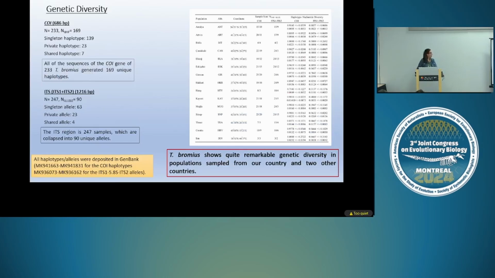You can see the genetic diversity. Sequences of the cytochrome oxidase gene: 233 individuals generated 169 haplotypes. ITS: 247 samples collapsed into 990 alleles. When we consider the two biomarkers together, Tabanus bromeus shows quite remarkable genetic diversity in populations.